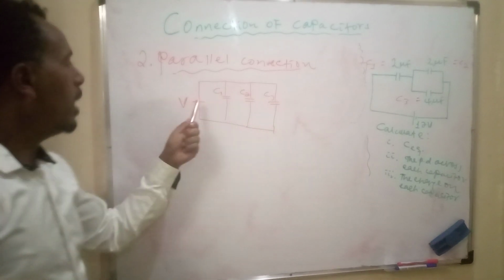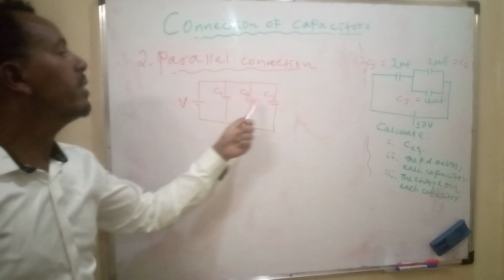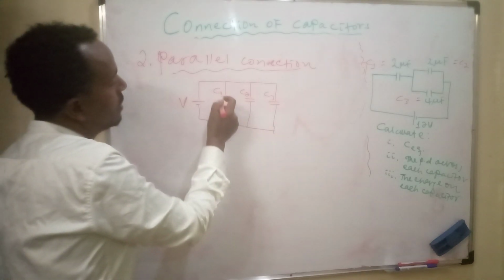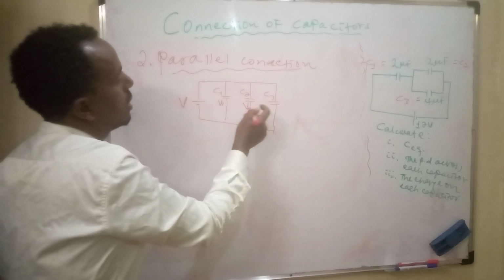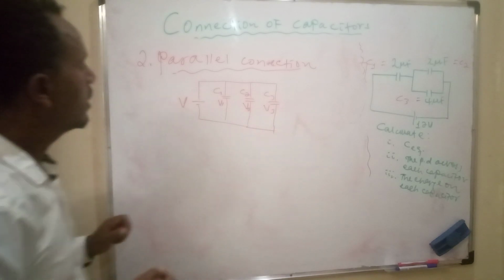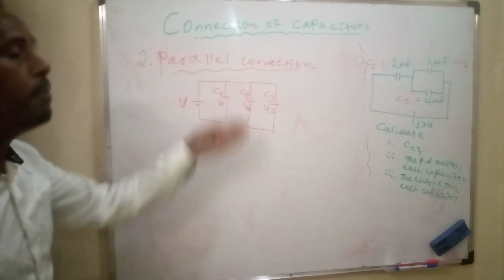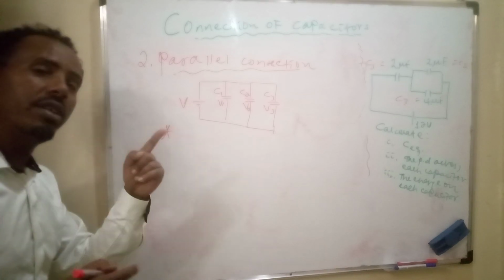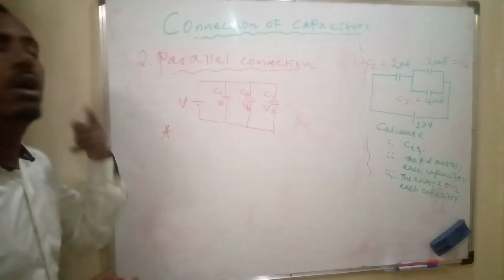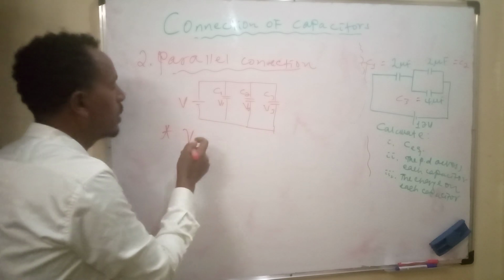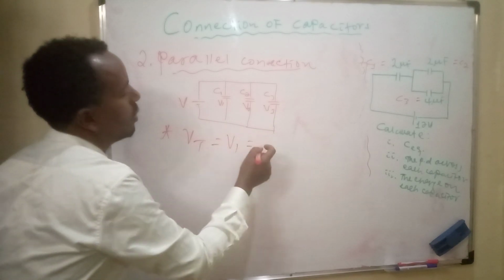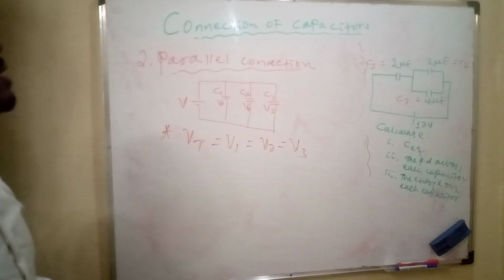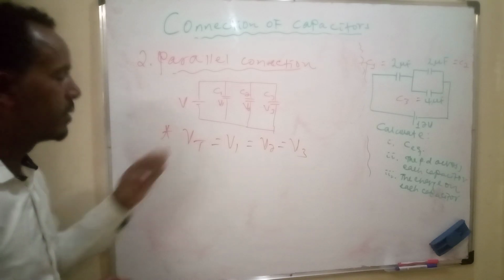These three capacitors are in parallel within the source. Because of this, the capacitors are connected in parallel. So the voltage drop on capacitor 1 is, let's say, V1, here V2, here V3. Now, when capacitors are connected in parallel, voltage is constant. For series connection, charge is constant, whereas for parallel connection, voltage is constant. V total is equal to V1, which is equal to V2, which is equal to V3, if three capacitors are connected in parallel.